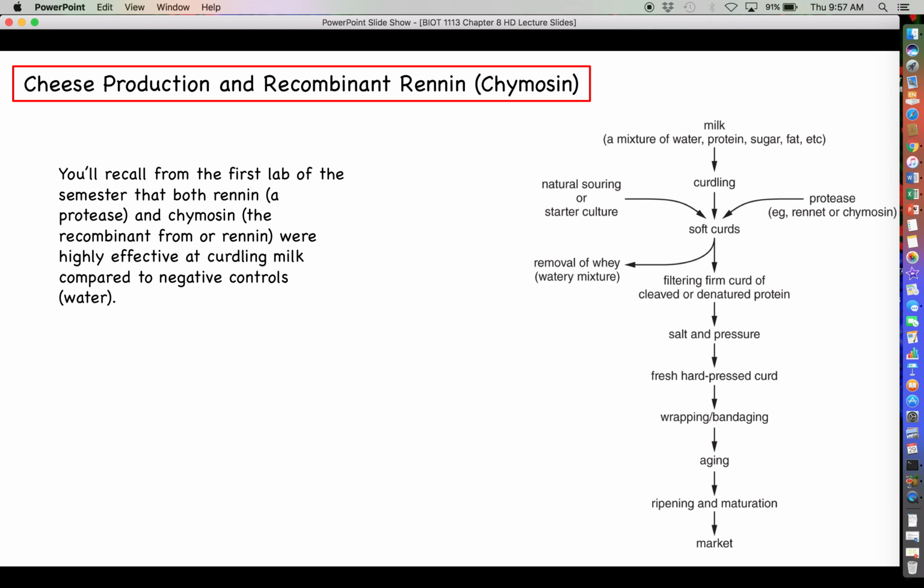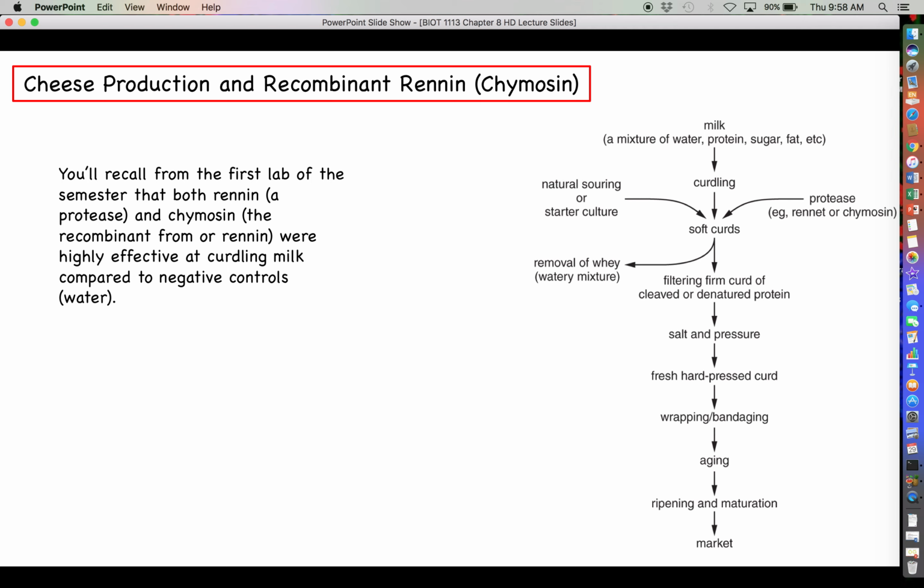What we did is you were provided with some whole milk, and then you added different chemicals and different reagents to different samples of milk, and you basically assessed how well the milk curdled in response to those agents. You'll recall that the two agents that curdled the milk the best were Rennin and Chymosin. Rennin is a type of enzyme called a protease, which breaks down proteins, and Rennin is actually a naturally occurring enzyme that is made in the guts of cows.